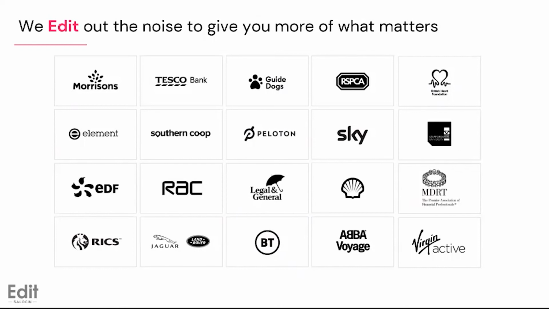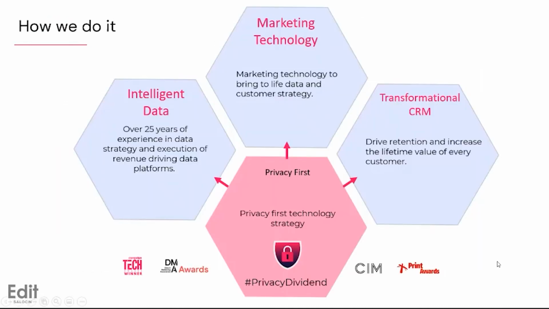And with Jaguar Land Rover, we've implemented transformational data-driven CRM, which means their CRM activity now accounts for 47% of new vehicle purchases. Well, how do we do that? We do that with 3 core pillars underpinned by a firm belief in a privacy-first strategy. And we genuinely see customers that adopt a privacy-first strategy benefit from a privacy dividend. But when you have adopted that privacy-first strategy, you can use intelligent data, marketing technology, and transformational CRM to unlock new value from the data that you've migrated into your Azure cloud.